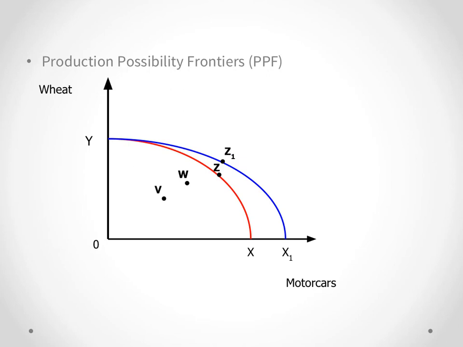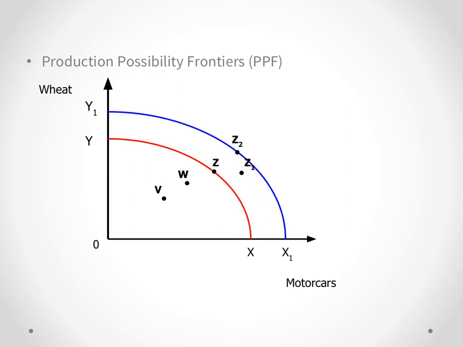However, technological progress in the automobile industry can lead to increased output of wheat if we move from point Z to Z1. For example, this occurs because when resources are more productive in the automobile industry, a given level of production requires fewer resources. So some resources are free to move to the production of other goods, in this case, wheat.